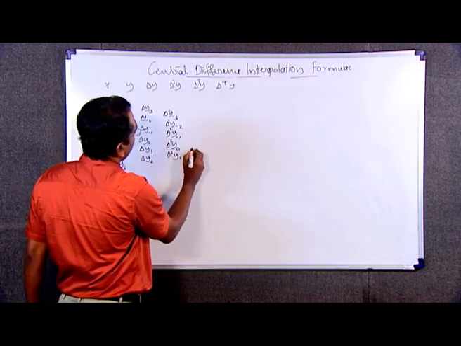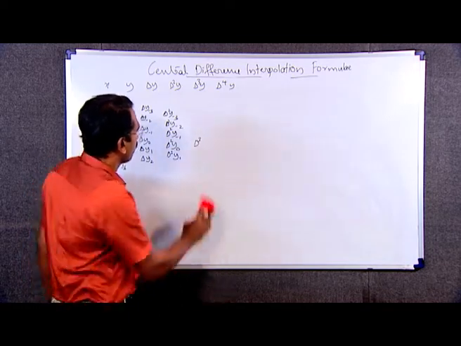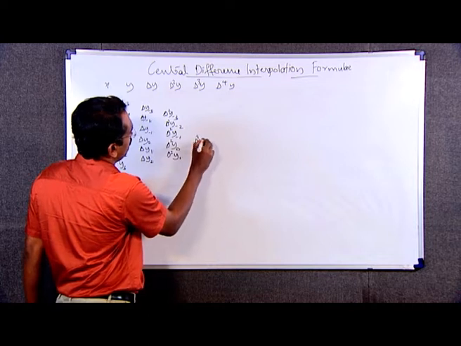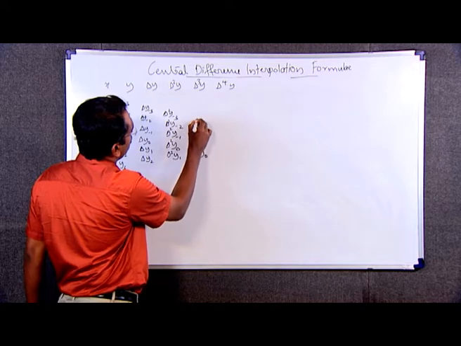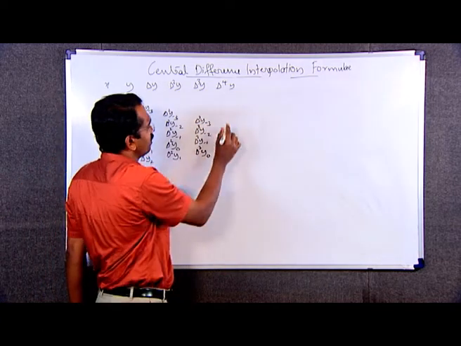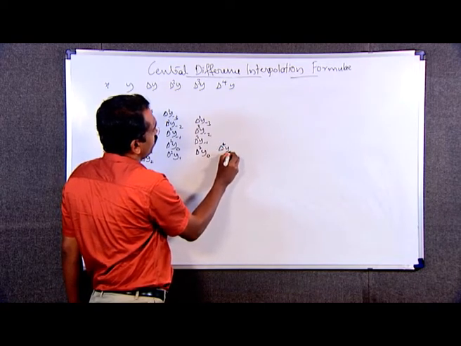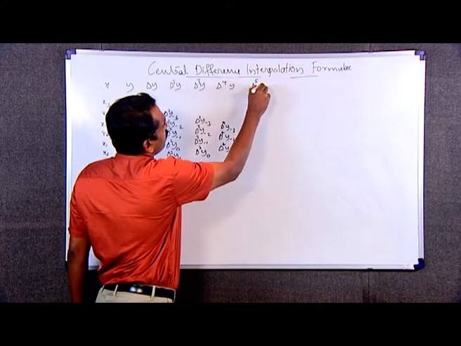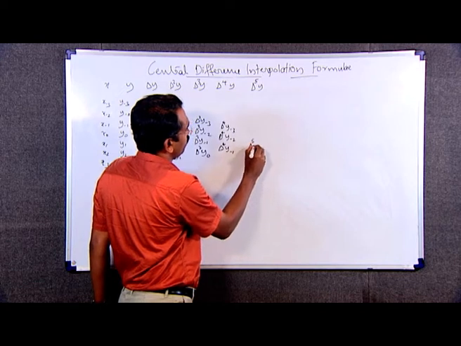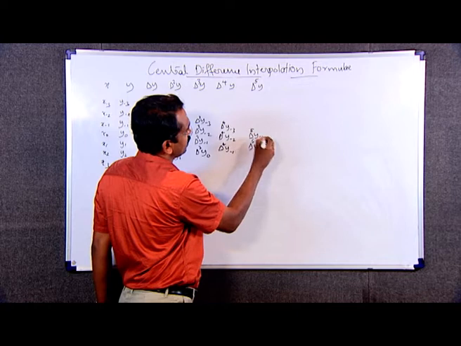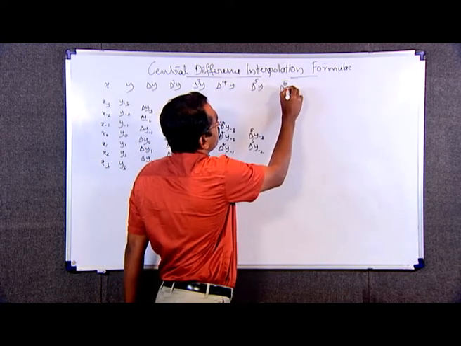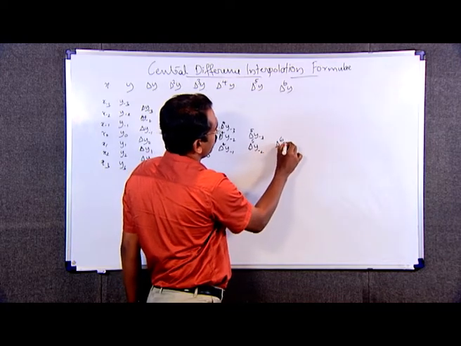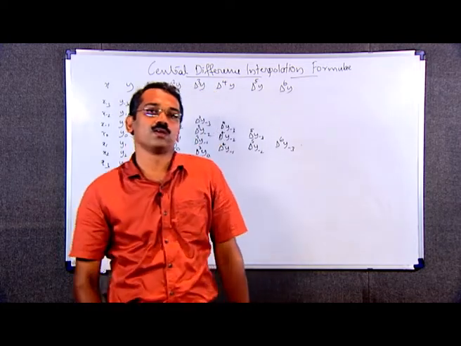And the third order differences are here delta cube y naught, delta cube y minus 1, delta cube y minus 2 and delta cube y minus 3. And the fourth order differences are delta raised to 4 y minus 1, delta raised to 4 y minus 2 and delta raised to 4 y minus 3. The fifth order differences are delta raised to 5 y minus 2 and delta raised to 5 y minus 3. Then the sixth order differences, there is only one difference, that is delta raised to 6 y minus 3. This is the corresponding difference table.